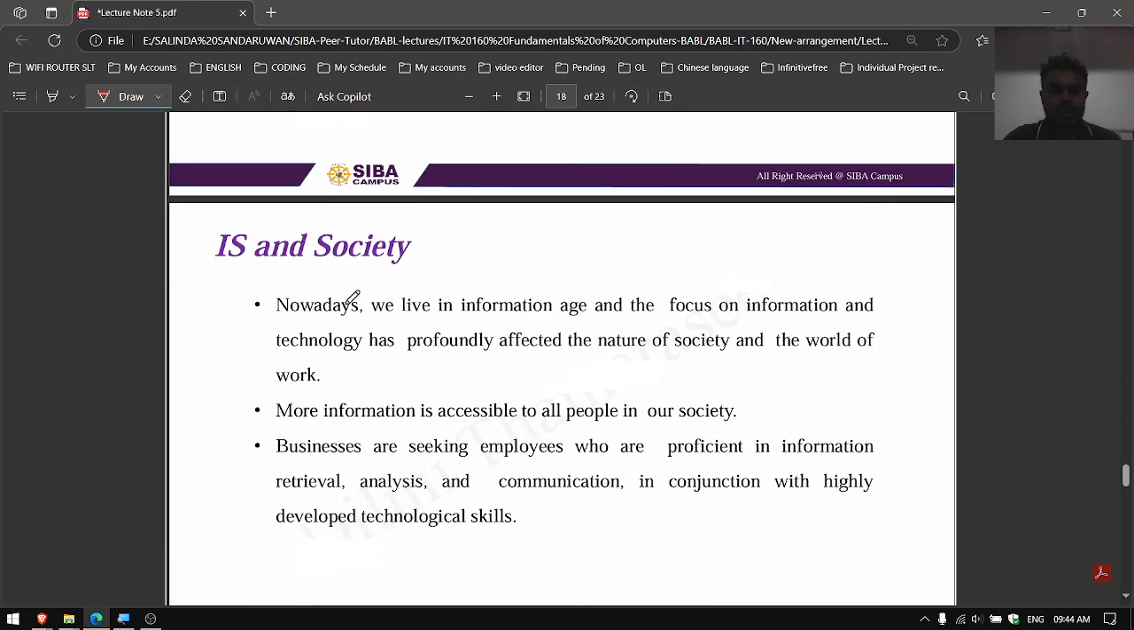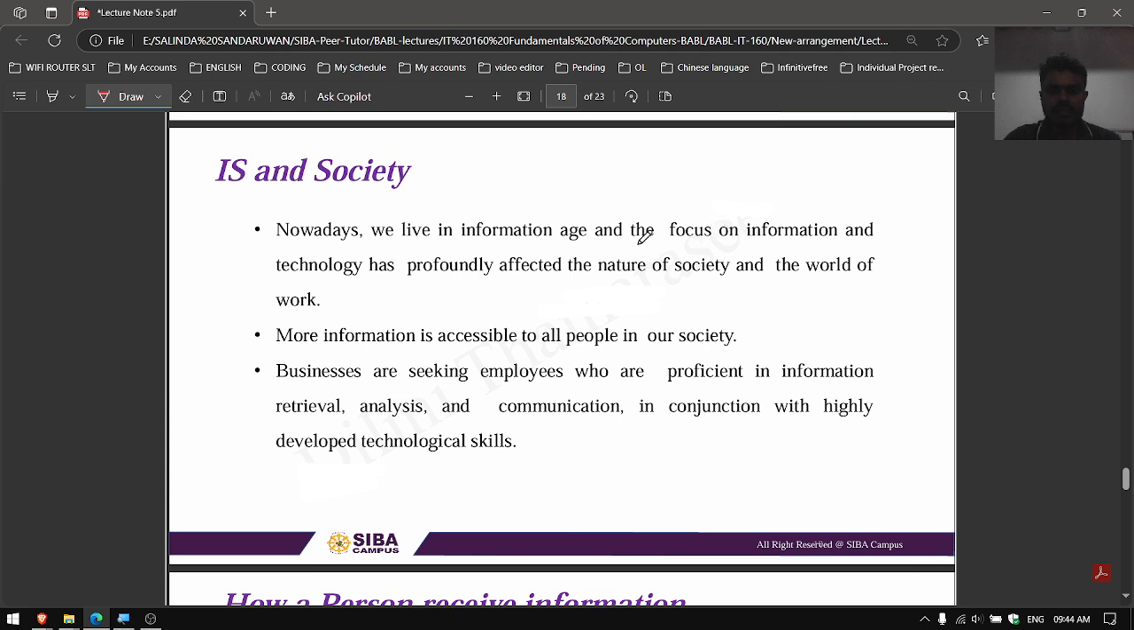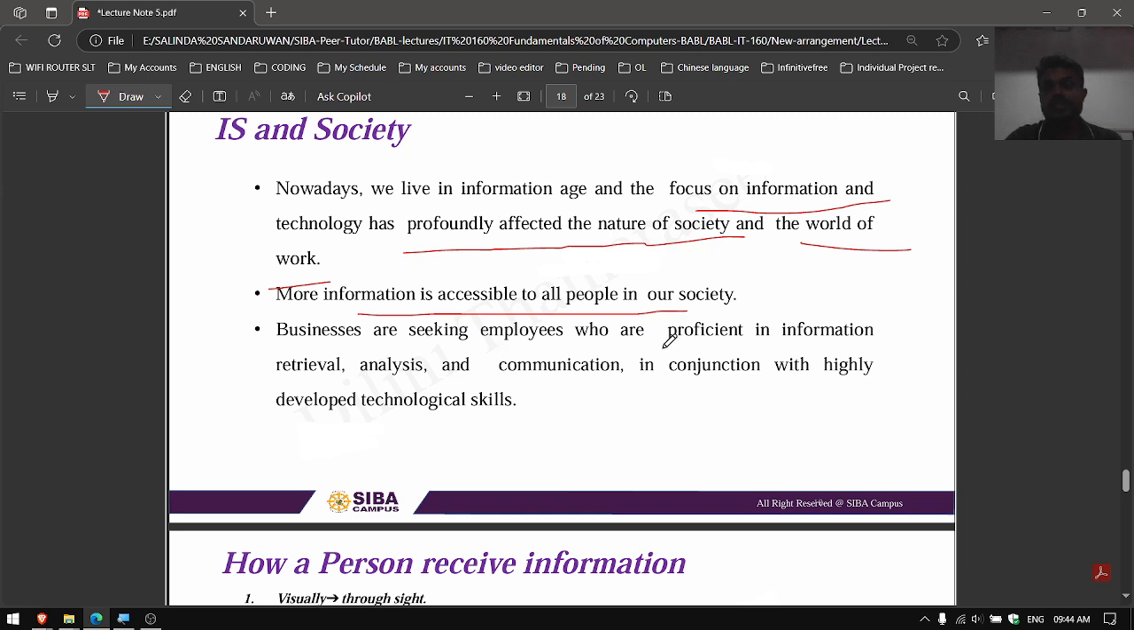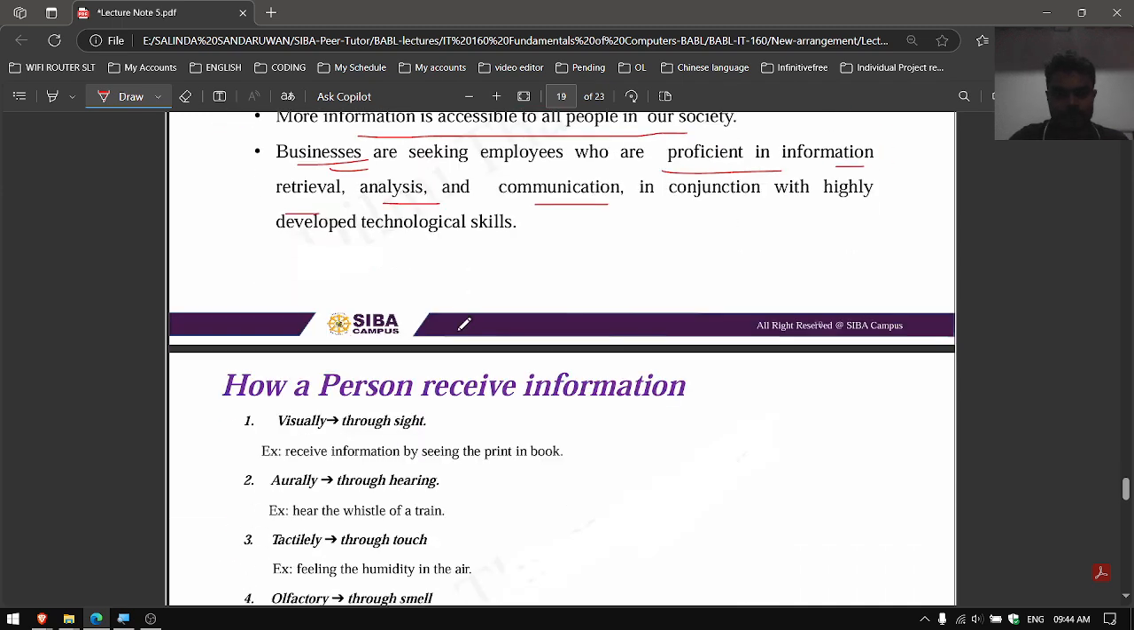And nowadays we live in the information age, and the focus on information and technology has profoundly affected the nature of society and the world of work. More information is accessible to all people in our society. It's true. Businesses are seeking employees who are proficient in information retrieval, analysis, and communication. So if you are looking for a job, it's a good point for you.